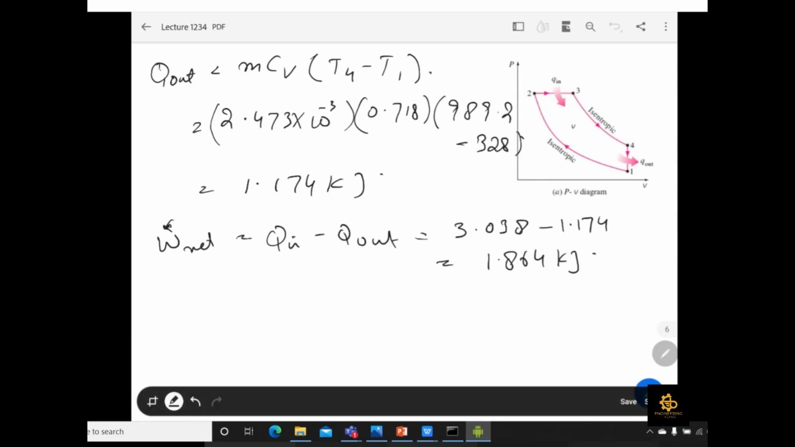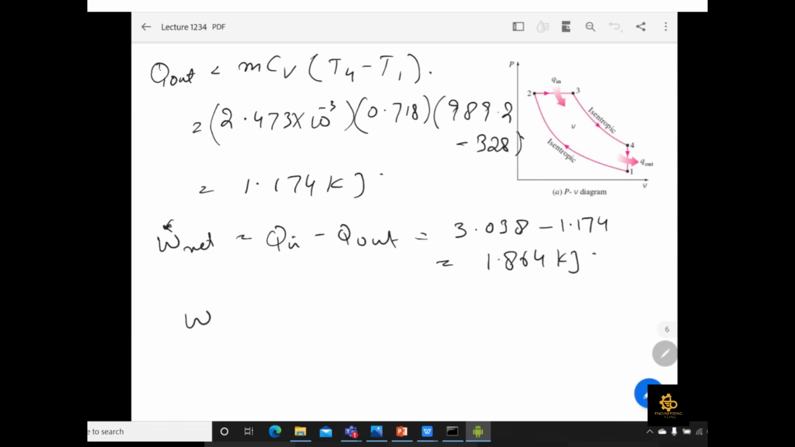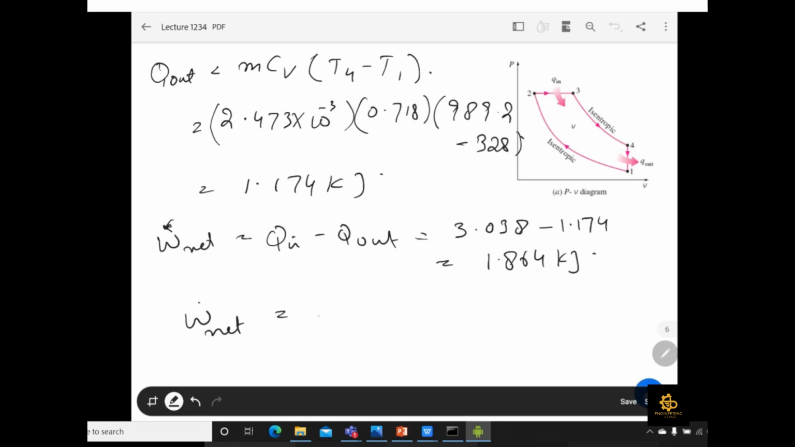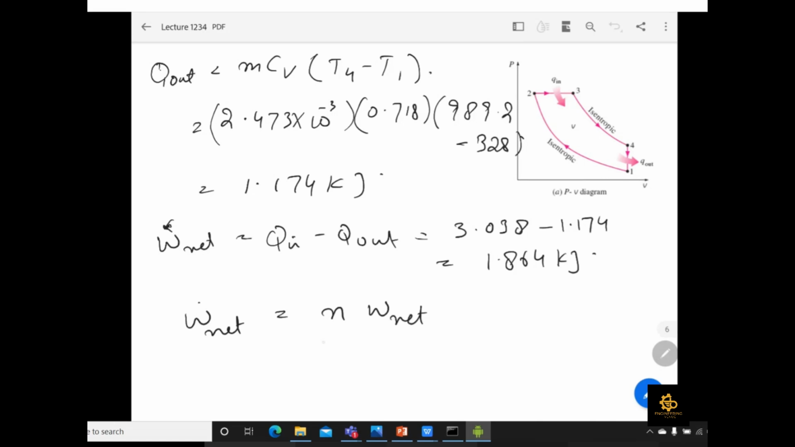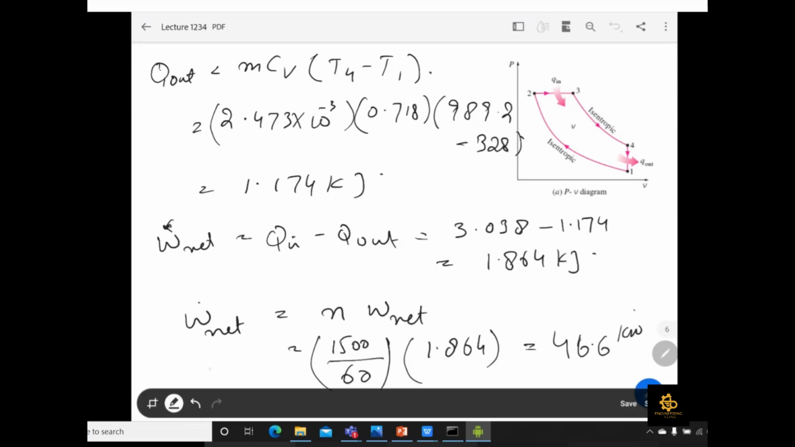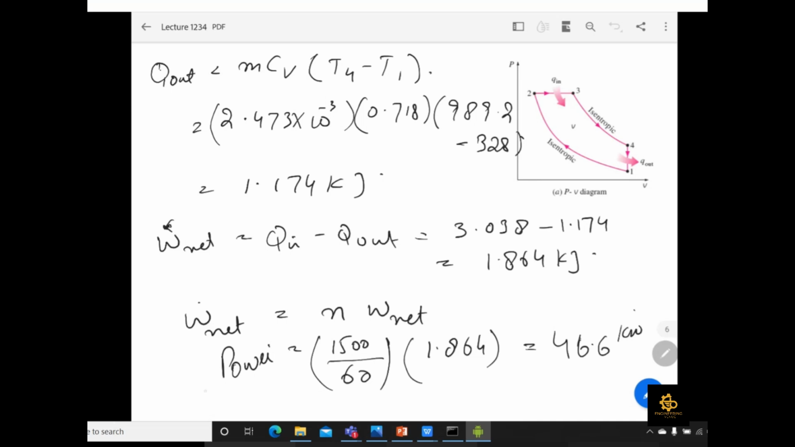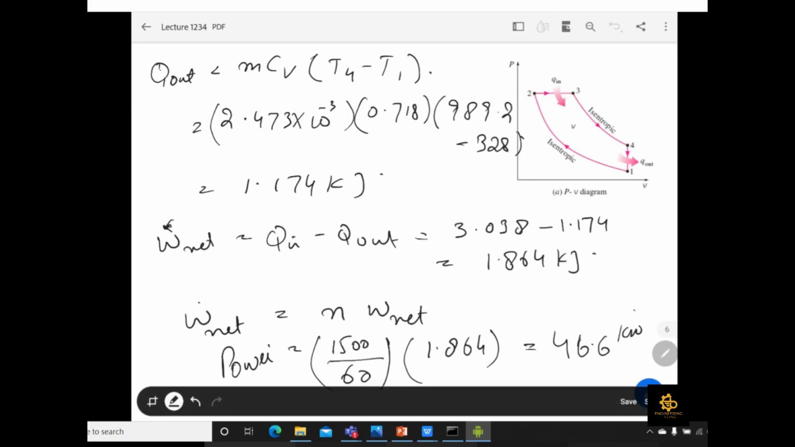Okay, so this is your W net, and now you can use the equation which I already described at the start of the example, which is W dot net, the power, equal to N times W net. N is your revolutions per second, and W net is your total work. N in the question is mentioned as 1500 RPM. By dividing by 60, you can easily convert into revolutions per second. W net is 1.864 kilojoule, and multiplying this you will get 46.6 kilowatt. So this is the power that engine will produce. If you have any question, you can ask me.